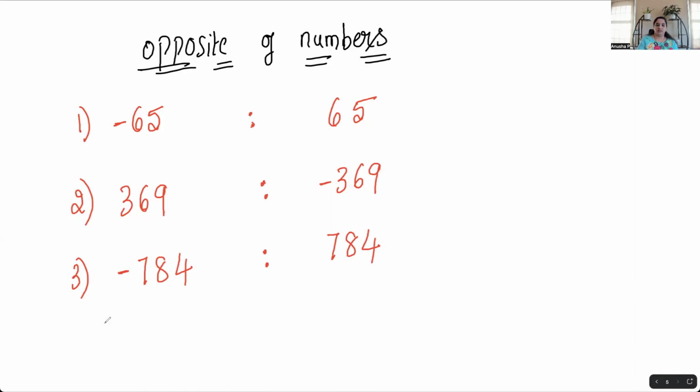Okay, so let me do one more example. What is the opposite of 5239? So the opposite of a positive number is a negative number, which is minus or negative 5239. Okay. So the opposite of a number is nothing but, if it is a positive number, it will become a negative number. And if it is a negative number, it will become a positive number.